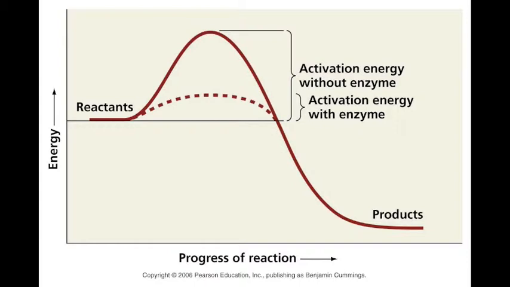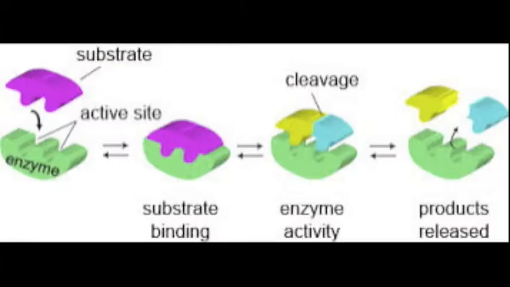Enzymes, in an AP chemistry student's terms, is a catalyst. It lowers the activation energy for a reaction, which makes the reaction occur much faster. A cell would not be able to survive without enzymes because most of the reactions in a cell take place very slowly without an enzyme. Enzymes ultimately do all the work in a cell.